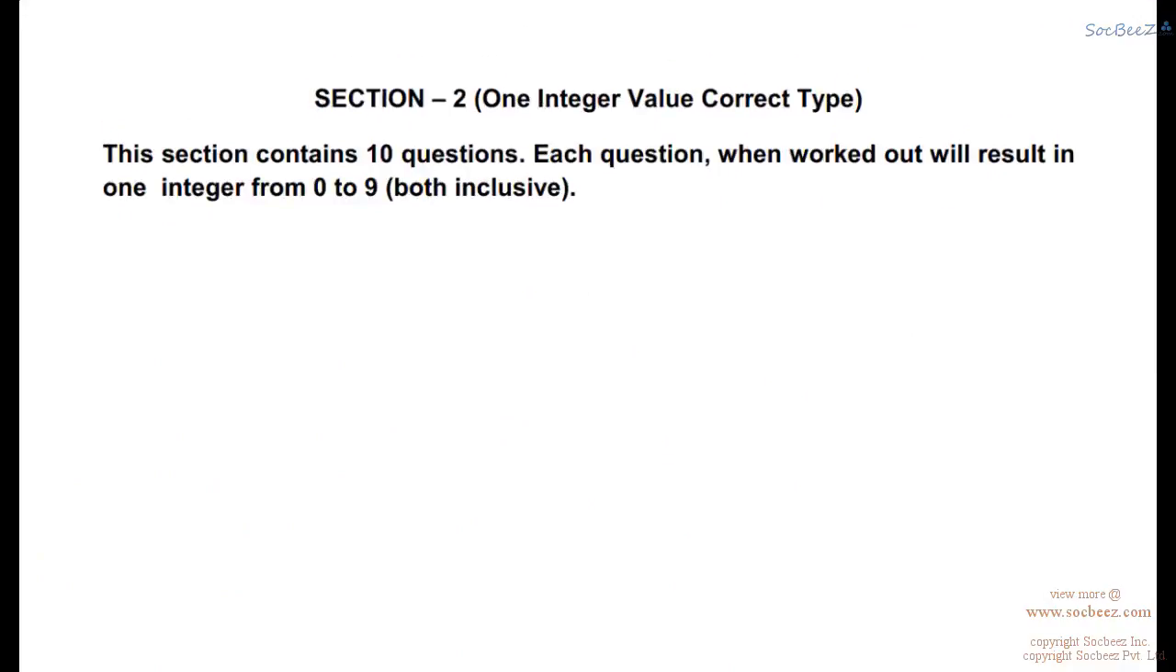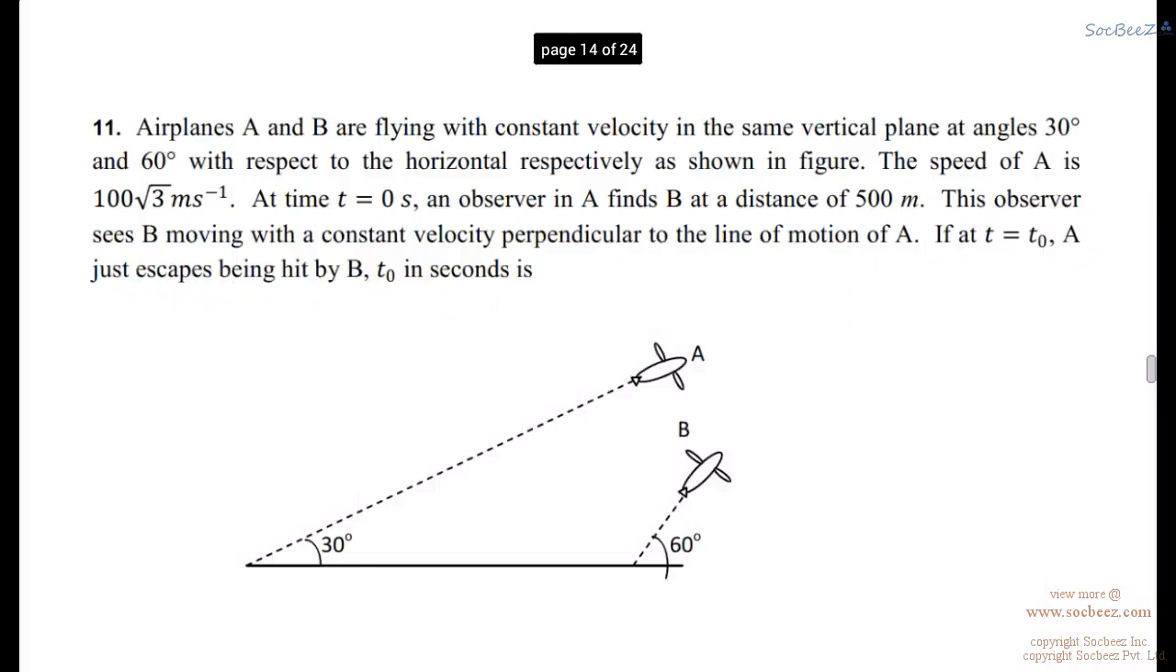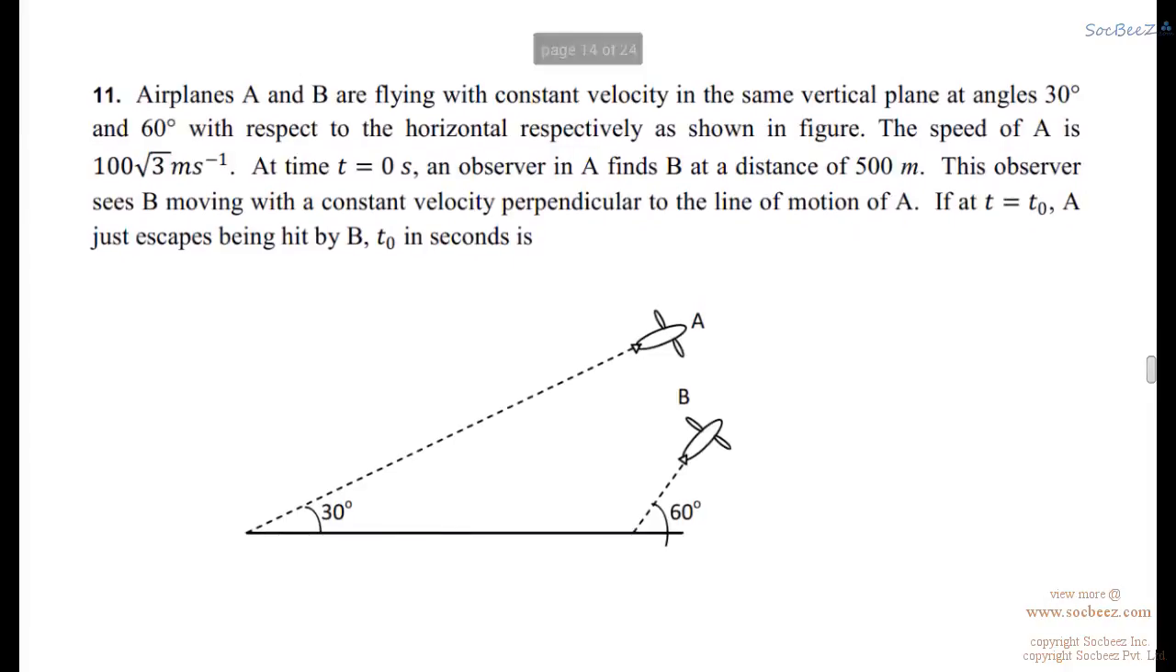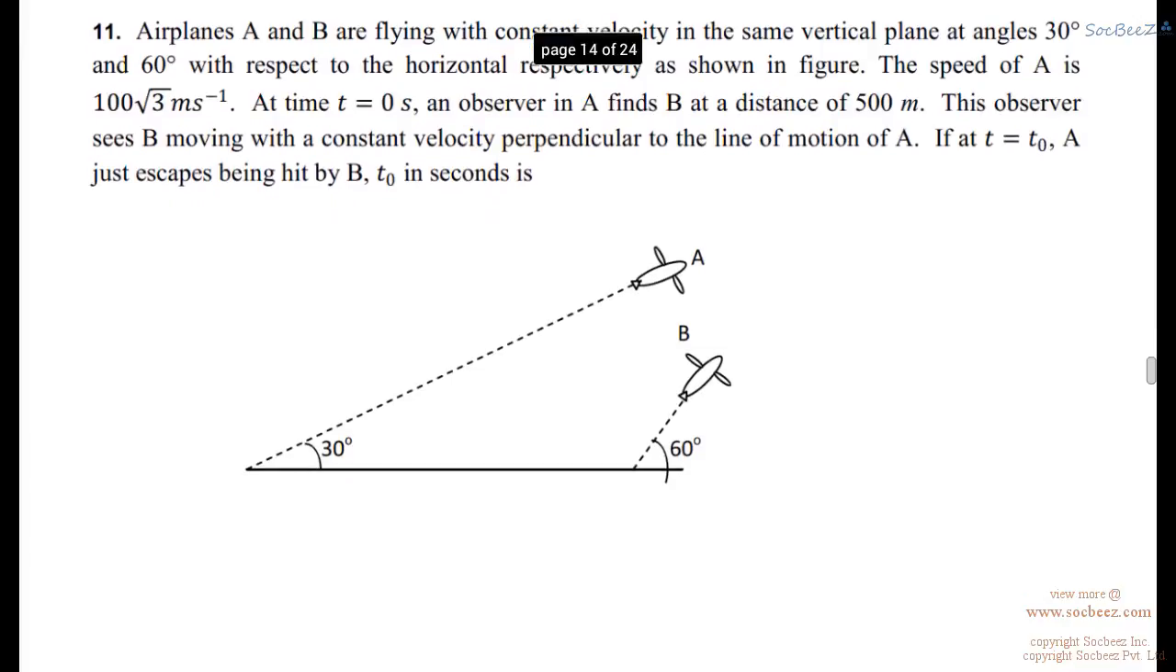So from here onwards, the questions are one integer value correct type. The question says, airplanes A and B are flying with constant velocity in the same vertical plane at angles 30 degree and 60 degree with respect to the horizontal respectively as shown in the figure. The speed of A is 100 root 3 meter per second at time t equals 0 second, and observer in A finds B at a distance of 500 meter. This observer sees B moving with a constant velocity perpendicular to the line of motion of A.